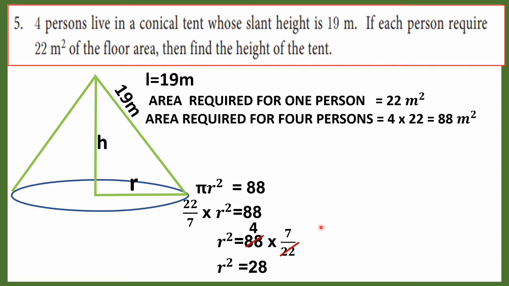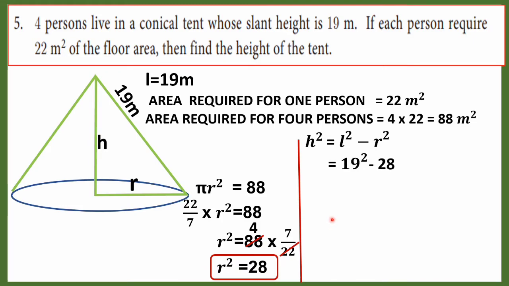Read the question carefully. We have to find height. What's the formula for height? h equals square root of L² minus r². We have to substitute the value of r², so keep this r² as it is. Don't take the square root. Substitute the values for L and r. L² equals 19², but for r² you have to substitute 28 as it is.